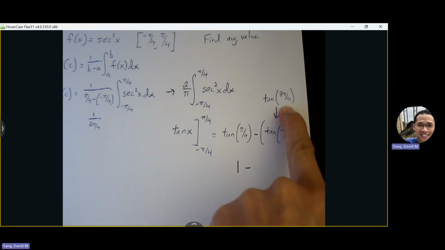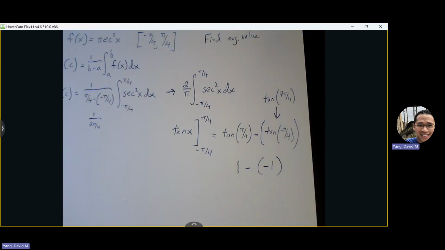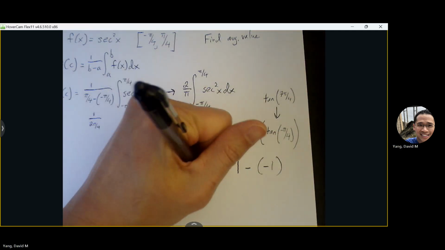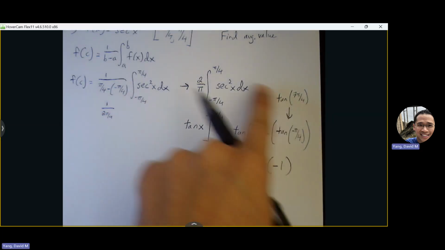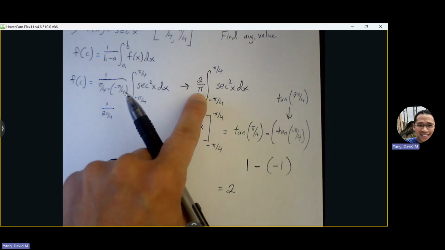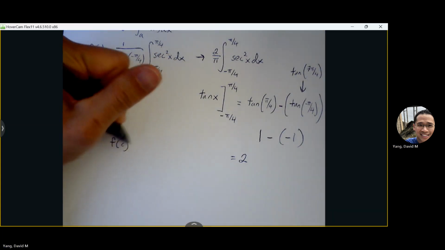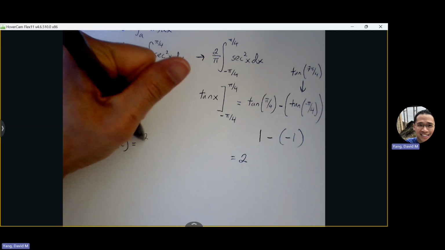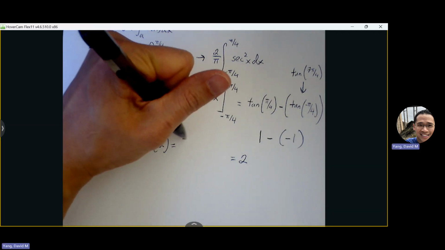We know that tangent is going to be negative in the fourth quadrant, and we know it's going to be negative 1. So 1 minus a negative 1 is equal to 2. But this is only giving us the area component. We don't want to forget about that 2 over pi there. So our f of c, average height, is going to be 2 over pi times 2.